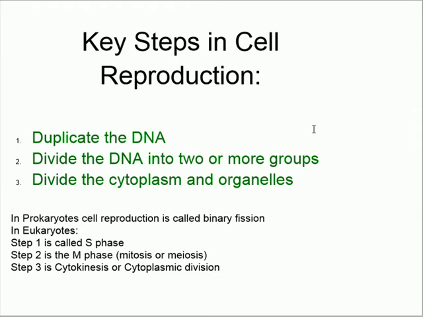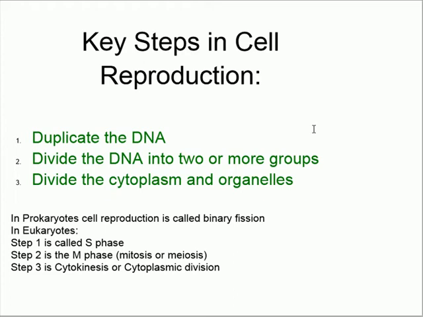And there are three basic things that all cells do when they reproduce. First of all, they duplicate their DNA. And they need to do that to make sure that the daughter cells that are produced have the right amount of DNA they need. So then in step two, you take that DNA and you divide it into two or more sets or two or more groups. And then, of course, cells need more than just DNA to survive. They need cytoplasm and oftentimes organelles, especially in eukaryotic cells. So the third step in cell reproduction is dividing the cytoplasm and organelles.